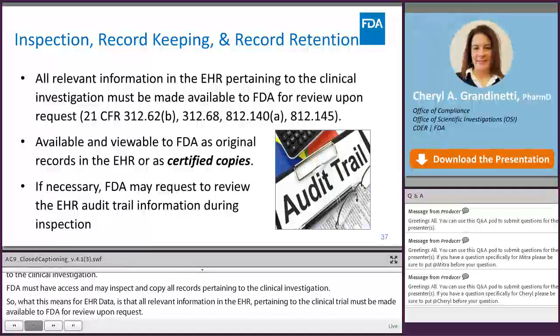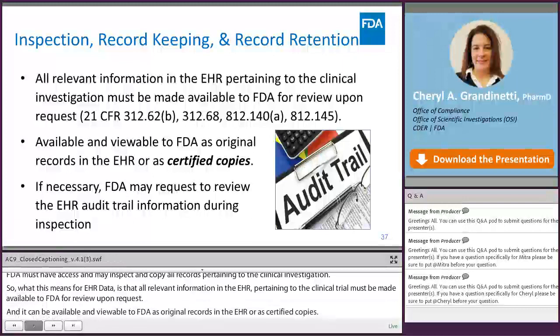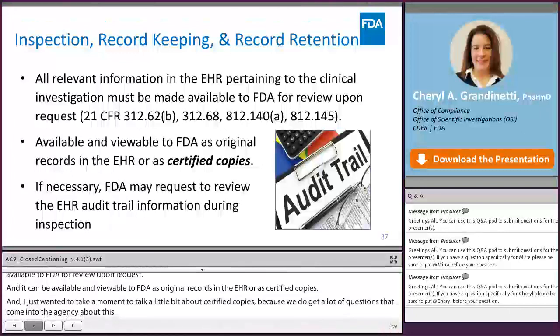And I just wanted to take a moment to talk a little bit about certified copies because we do get a lot of questions that come into the agency about this. ICH E6 R2's definition of a certified copy, which FDA has adopted, is a copy of the original record that's been verified either by a dated signature or by generation through a validated process to have the same information, including data that describe the context, content, and structure as the original.